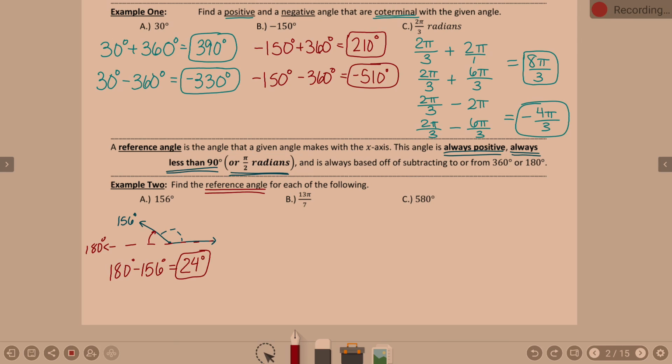Okay. B. Gonna make you work here. 13 pi over 7. So the tricky part, first of all, is to figure out where is 13 pi over 7. Almost the full circle, like past 330. 330 is, wait, yeah, 11 pi over 6. Okay. So almost the full circle.